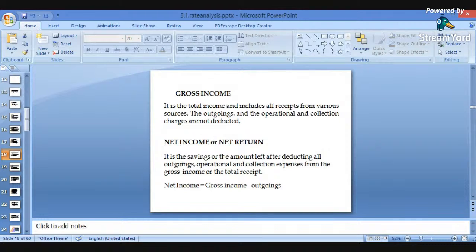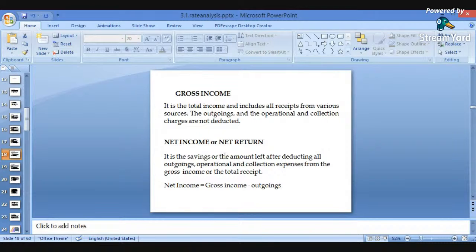Okay, so net income or net returns is one and the same. After deducting all the outgoings, the amount that is kept with us is called the net income. So it is the savings, the amount left after deducting all outgoings, or operational and collection expenses, from the gross income or the total receipt. So net income is equal to gross income minus outgoings.